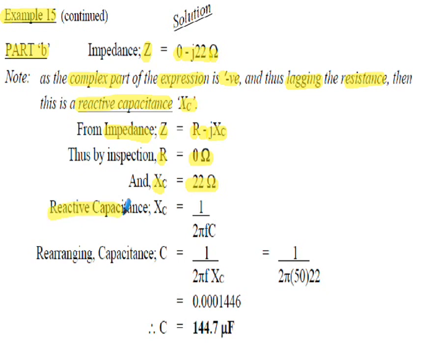So the reactive capacitance XC is defined as 1 divided by 2 pi FC. So if we want to find the capacitance, we have to rearrange for C. So we multiply both sides by C and divide both sides by XC. So we end up with 1 divided by 2 pi F XC. Put in the values, get 1 divided by 2 pi, F is 50 and XC is 22. Evaluating, we get 0.00014446, or capacitance C is equal to 144.7 microfarad. Don't forget micro is a prefix denoting 10 to the power of minus 6.